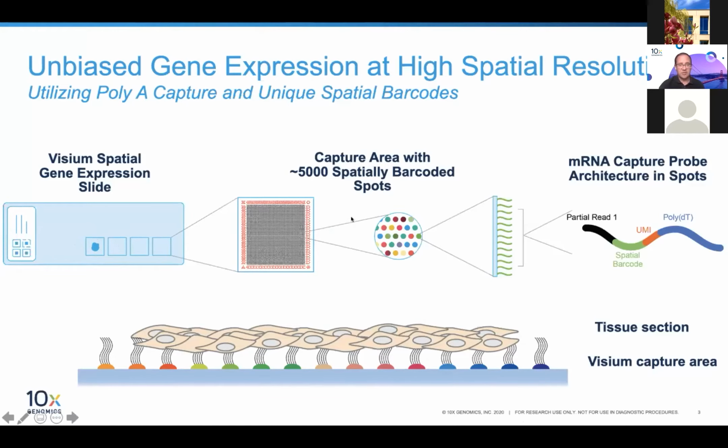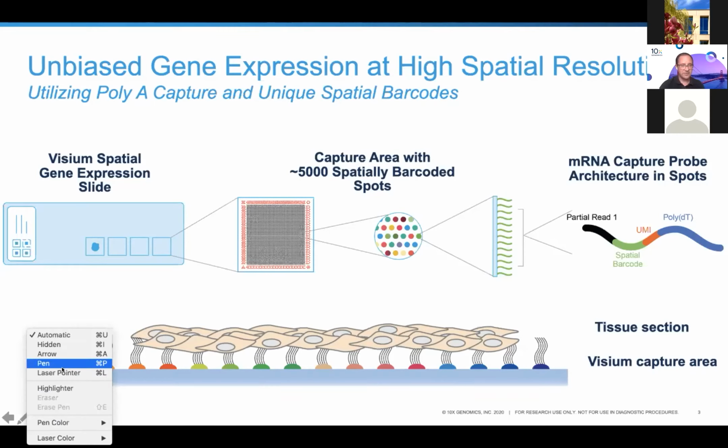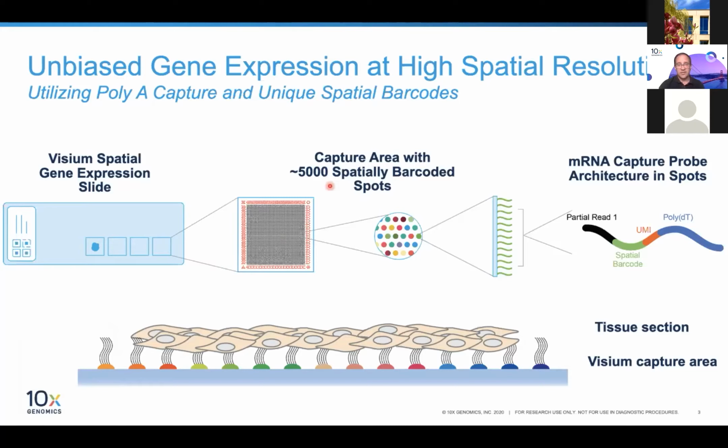If we look at one of those capture areas in a little more detail, we have 5,000 spatially barcoded spots arrayed in a uniform fashion across it. Looking at those spots again, each one of those discrete spots is built up of millions of oligos. We use poly-dT to capture poly-A genes. We're relatively species agnostic, so we can work with human, mouse, rats, fish, etc. Anything that's got polyadenylated RNA we can capture.